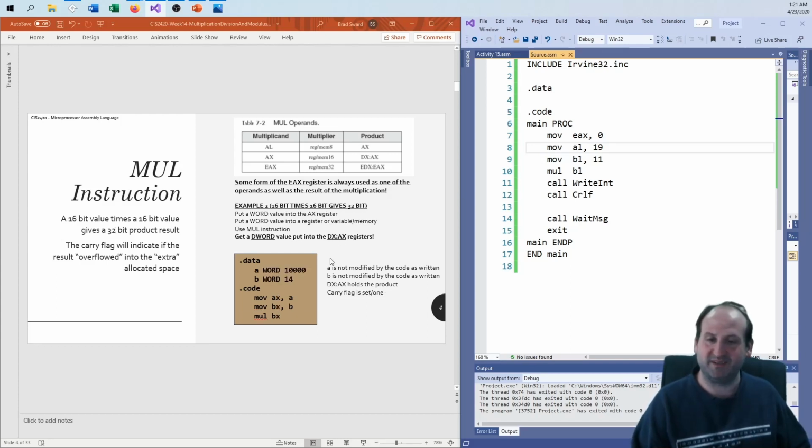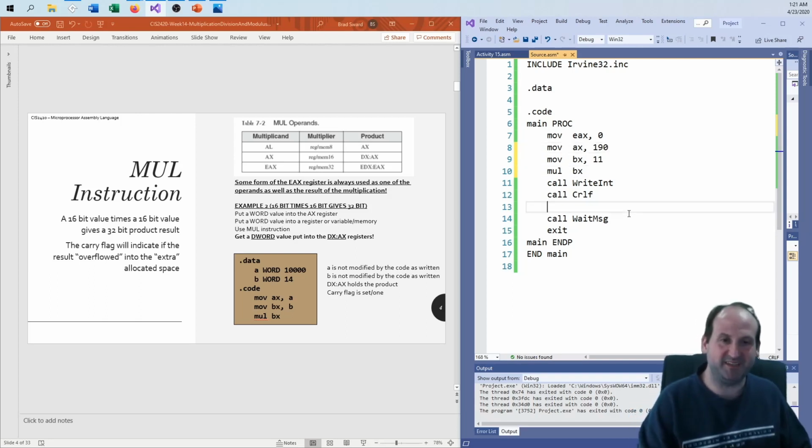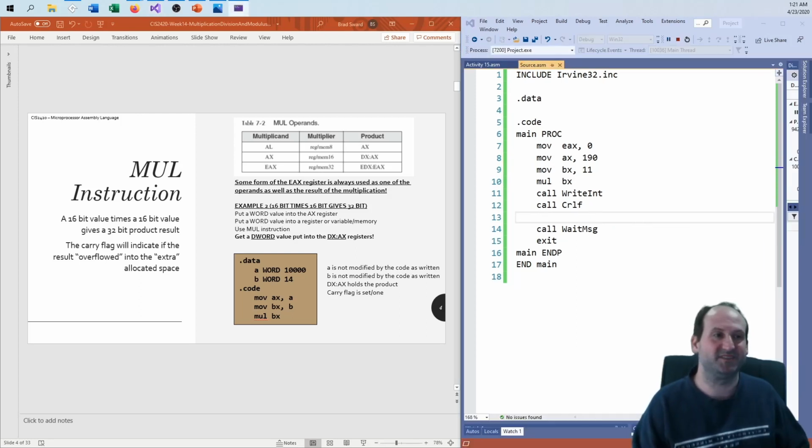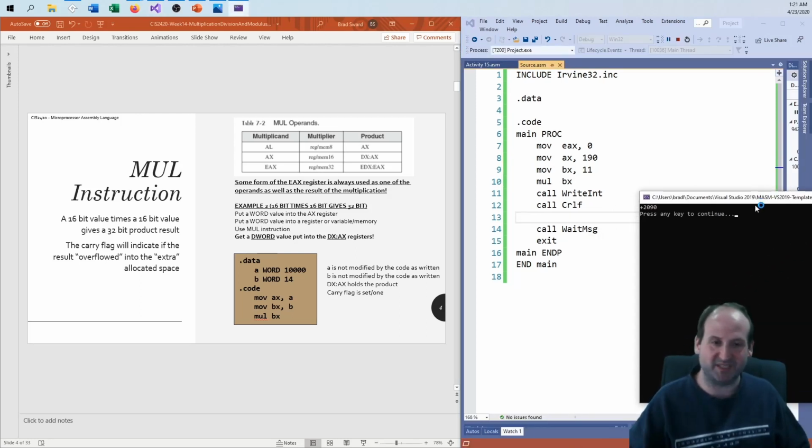And so now here, same goes when it comes to 16 times 16 gives me 32. So I could say, okay, clear out. Now I could put a 19 into AX, and 11 into BX, mul BX. If you screw this up and you forget, you're not going to get a compiler error. It's just going to do the wrong multiplication. So if I put 190 times 11 or something like that, and I try this out, this is the only difference here. Now I get 2090 because all I did was add a multiple of 10.